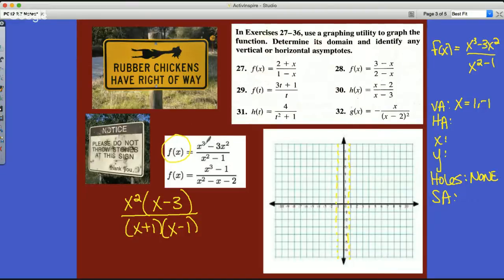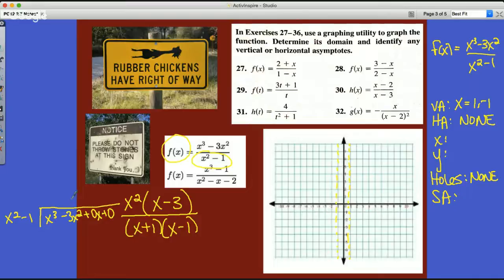Our horizontal: if the degree is greater on the top than the bottom, we're going to have none. So we have none there. But remember also, if it's greater on the top than the bottom by 1, we will have a slant asymptote. So what we need to do is divide the bottom into the top. I'm going to take x to the third minus 3x squared plus 0x plus 0, and divide that by what was on the bottom, x squared minus 1.